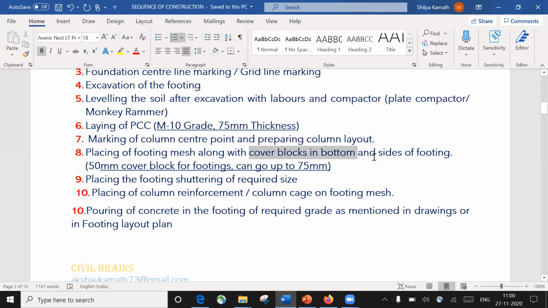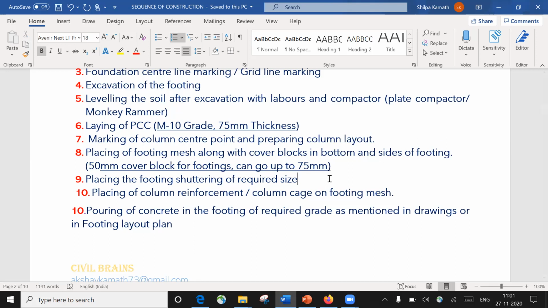So once the footing mesh is placed, we always have to remember to keep the cover block, right? It's cover block in the bottom and the sides of the footing. Again, the importance of cover block I already mentioned in my lecture: to avoid corrosion, from the fire resistance point of view, and also to give a good bond between the rebar and the concrete. We are going to use cover block. So usually 50 of cover block is used for footing, but sometimes that can go up to 75 for a severe condition. Again, that depends on the durability condition.